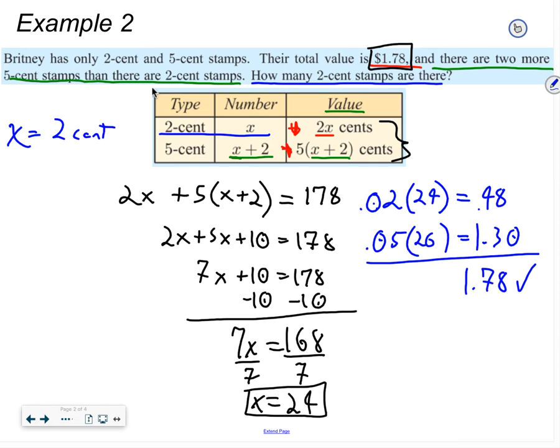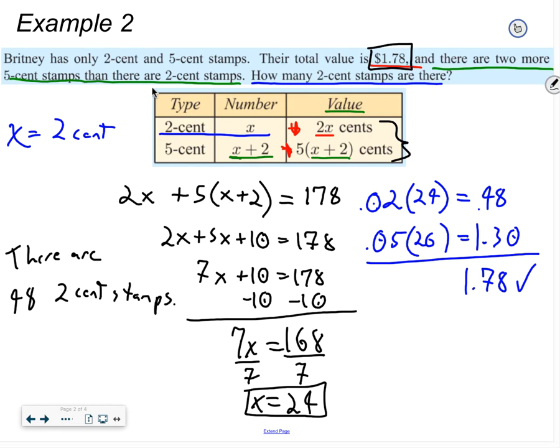So putting it into words, how many 2-cent stamps are there? There are 48 2-cent stamps.